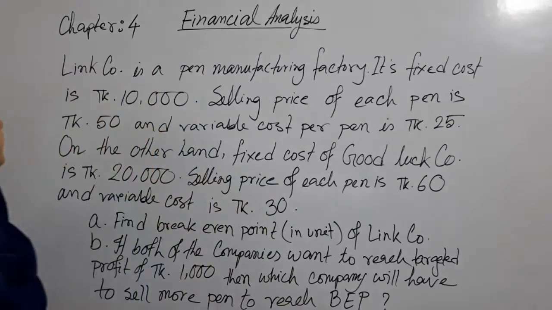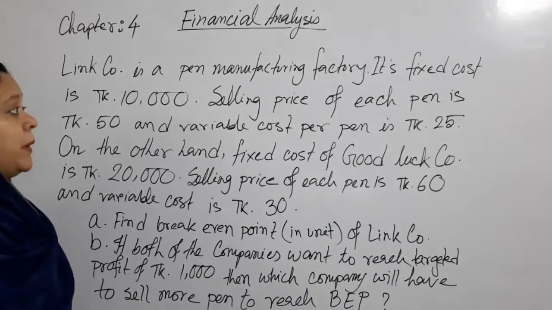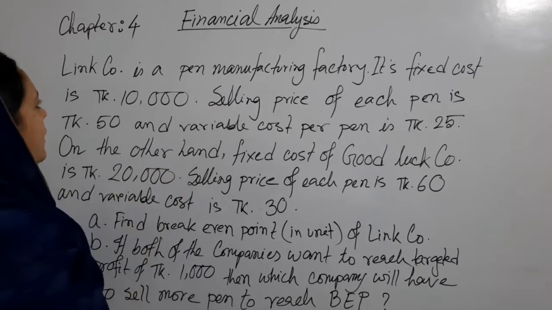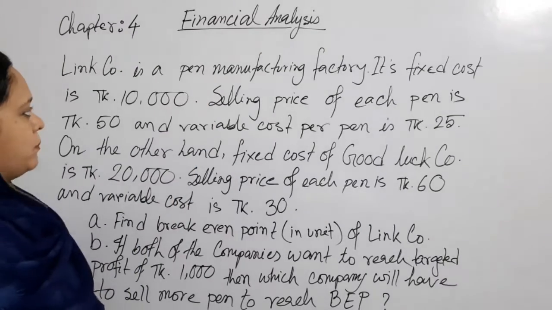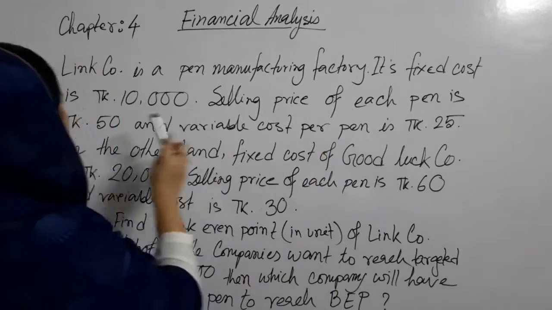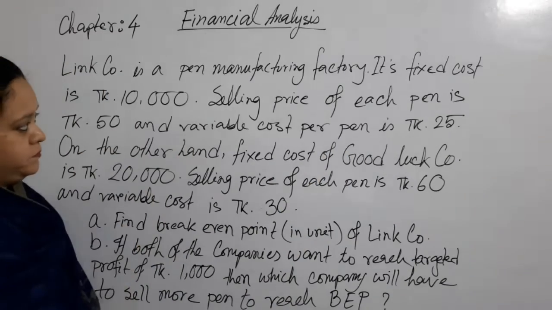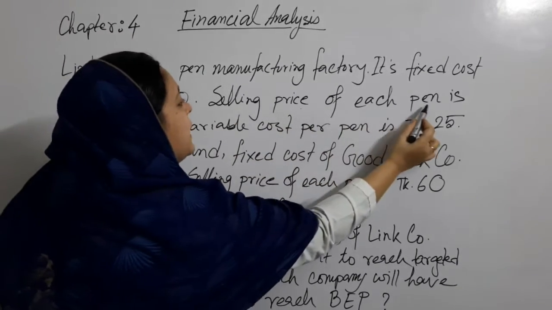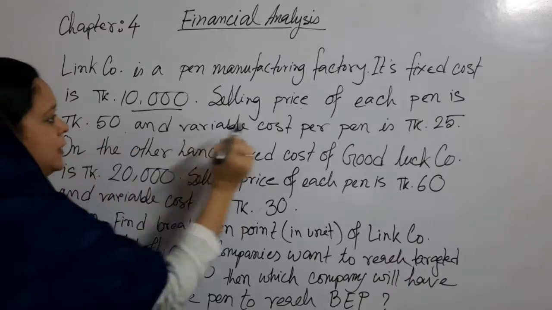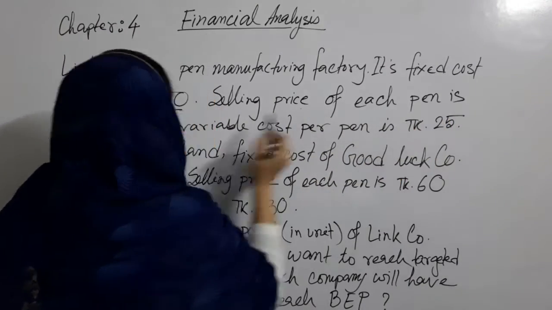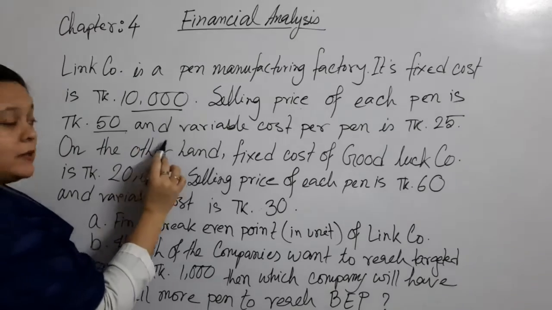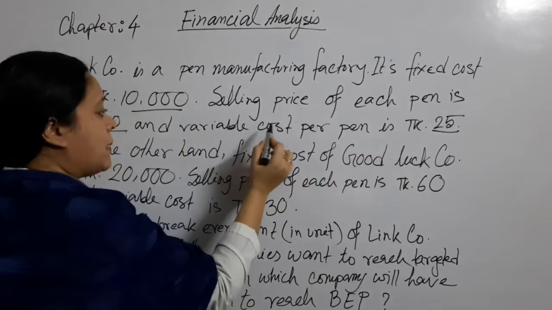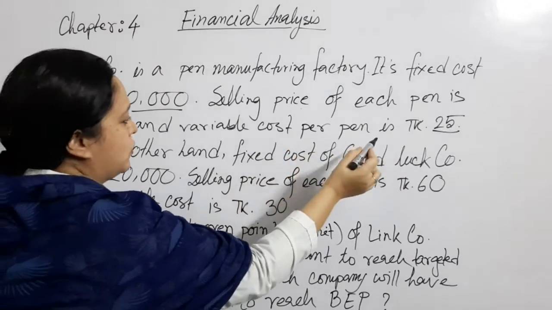Here the stem: Link Company is a pen manufacturing factory. This is the unit here. The company name is Link Company. Its fixed cost is taka 10,000. Selling price of each pen is taka 50. It means per unit selling price of a pen is taka 50. And variable cost per pen is taka 25. This is the per unit variable cost or production cost.